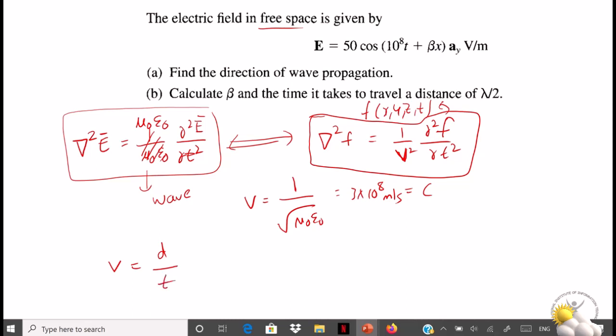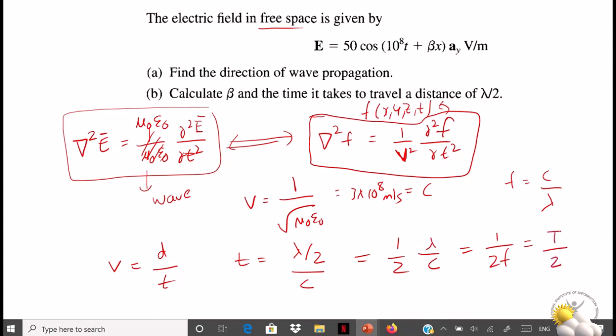So it's asking the time. If you know the distance, you are traveling the distance of lambda by 2 and the velocity is c. So I can write it as 1 by 2 times lambda by c, but you know frequency is equal to c by lambda. So from there you can write it as half times 1 by f, and 1 by f is nothing but the time period of the wave, which is T by 2, right? So you can calculate the time period, but in fact you can substitute the frequency also here.